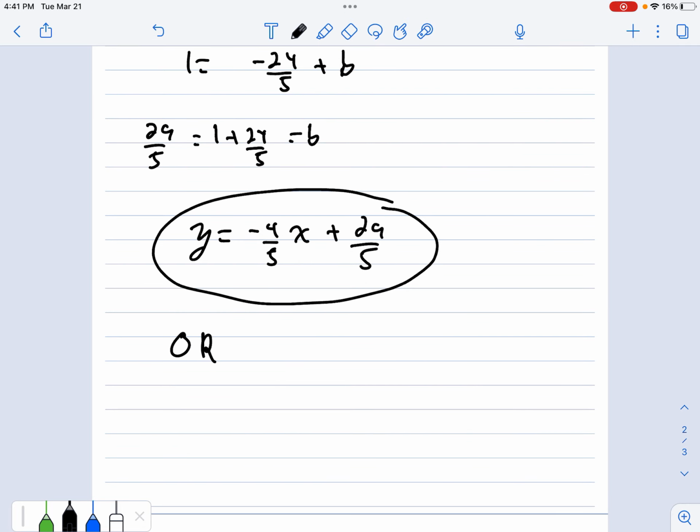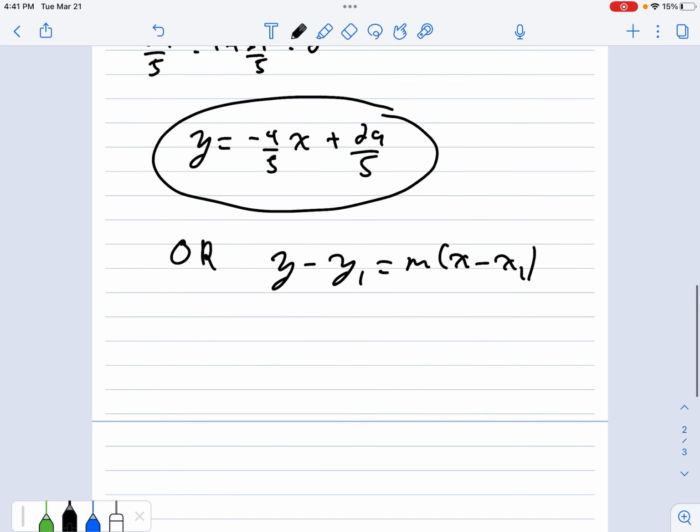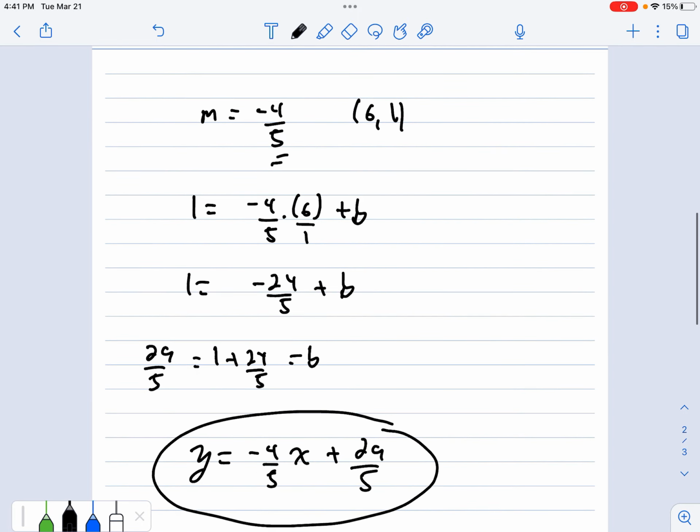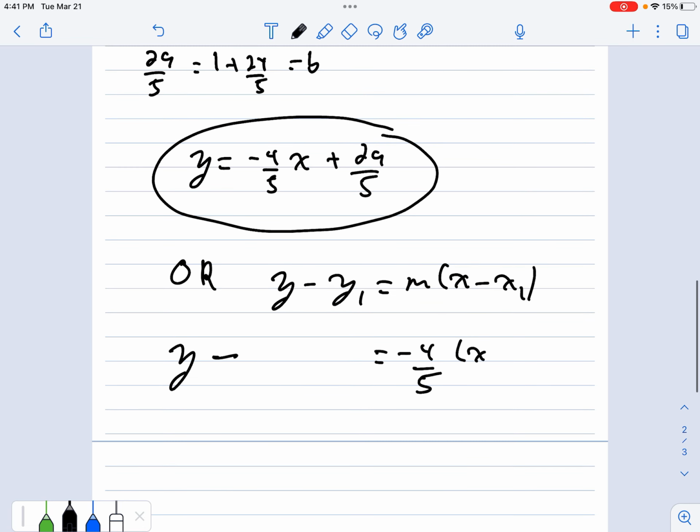Alternatively, we could have used the other equation, which was point-slope form. And the way this equation works, again, you're going to grab a pair of points and then your slope and plug that information in. So your slope is minus 4/5. For the x1 and the y1, I'm going to grab that same pair, (6, 1).